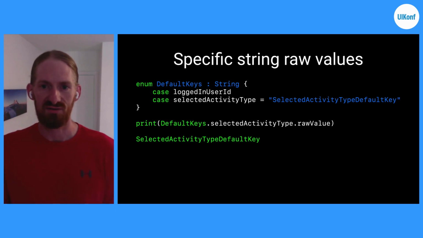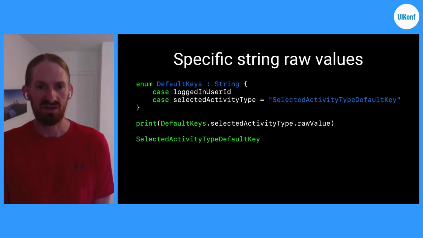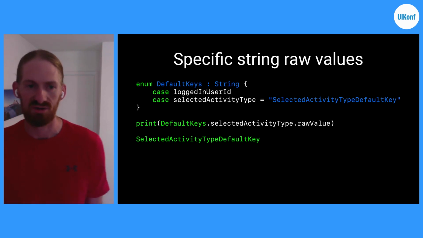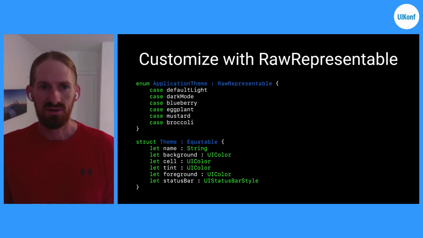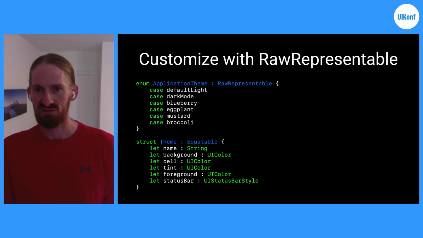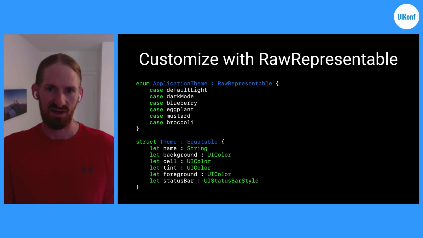Support for string and int raw values is built into Swift, but because enums can conform to protocols, we can actually make an enum work with any raw value by conforming to the RawRepresentable protocol. Here we have an ApplicationTheme enum that defines different color schemes. The enum is defining the options, but there is a separate struct that is actually defining the values that our interface needs to configure itself. How can we combine these?